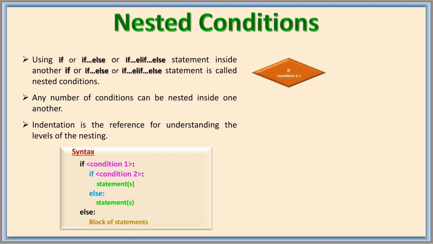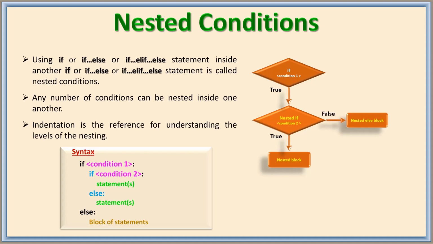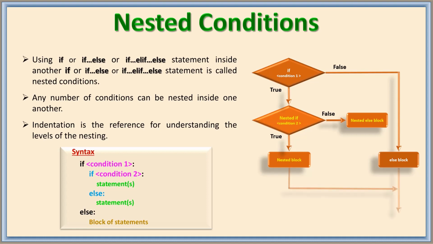Here is the flow diagram. If the condition is true, another condition is checked; when it is true, the nested block statement runs. When the nested if is false, its else block runs. When condition 1 is false, the matching else block is executed. Blocks are executed according to the conditions and then move to the next part of the program.